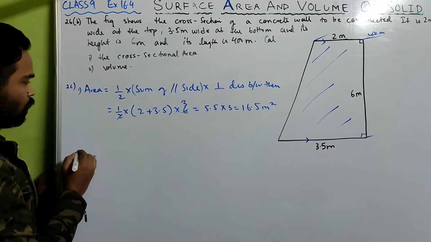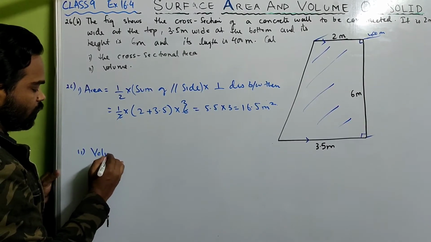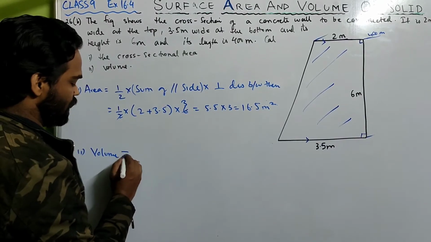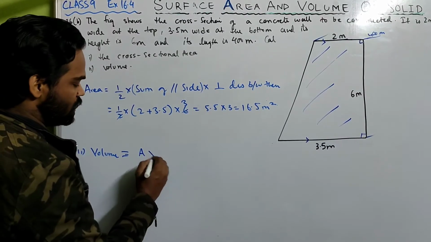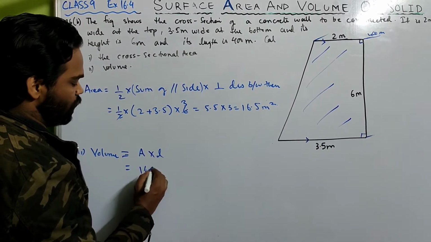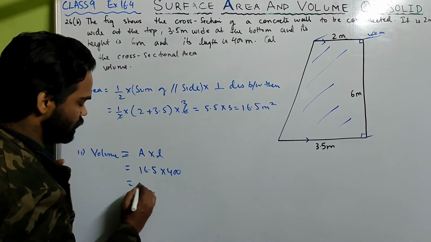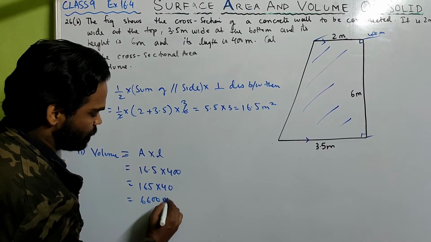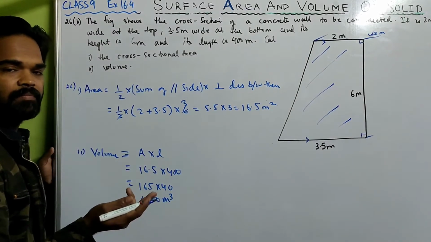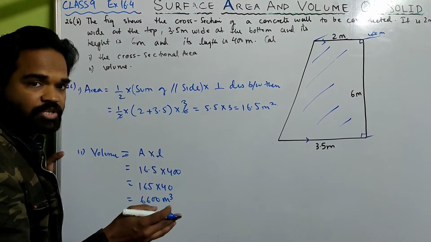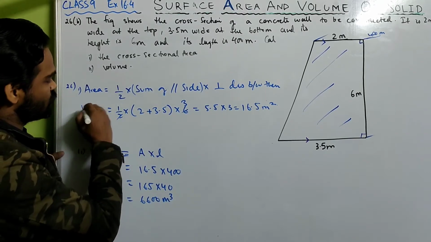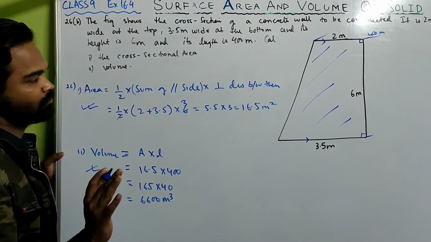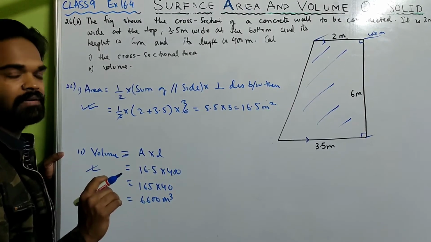Done. Now the volume. For a solid figure having uniform cross section area, volume is given by cross section area into the length, which is 16.5 multiplied by 400. This is 165 into 40. That's 6600 meter cube. Very simple. So whenever the solid has a uniform cross section area, find the cross section area and then just multiply by the length, you get the volume. Clear? Now let us look at the next sum.